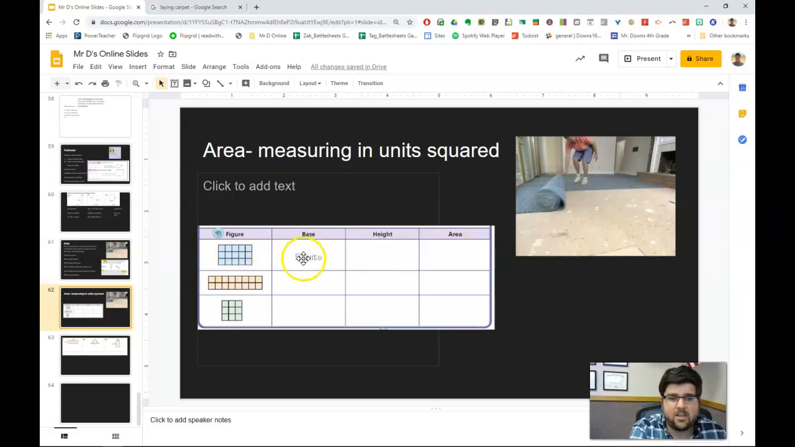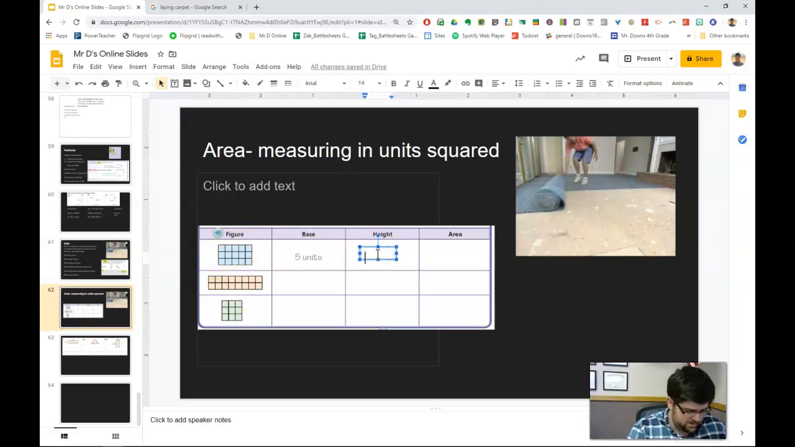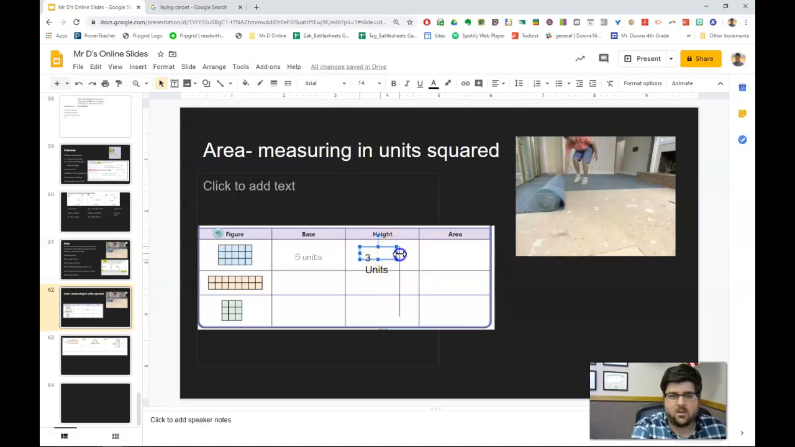So if I take a look at this one, they already filled in the base for me. The base is 5 units, and I can count that by going 1, 2, 3, 4, 5. The height, I can calculate that by just counting how many square units up it is. So 1, 2, and 3. So the height on that one is 3 units. I might as well make that a little bit bigger.